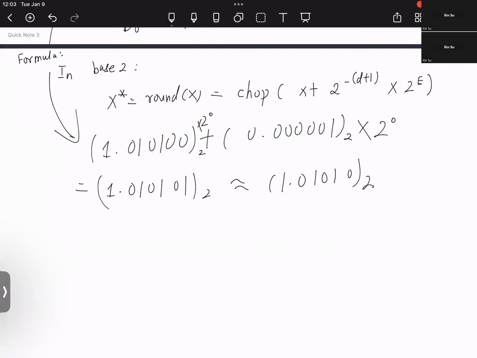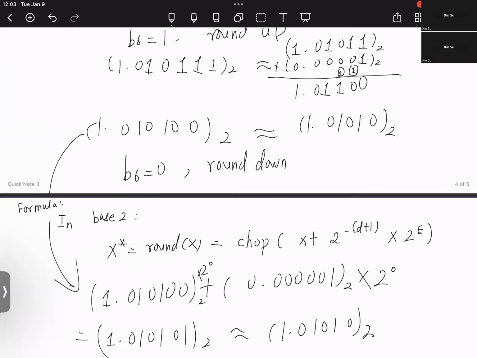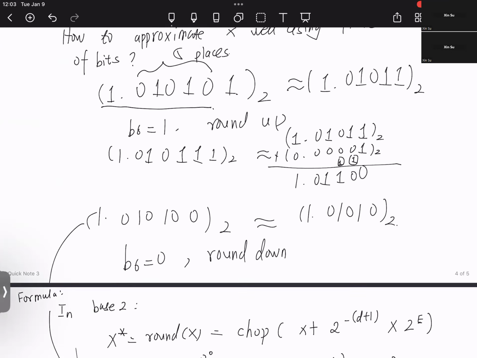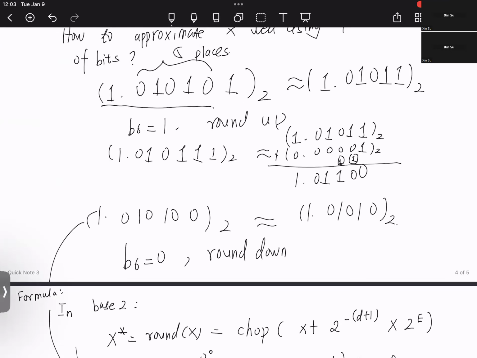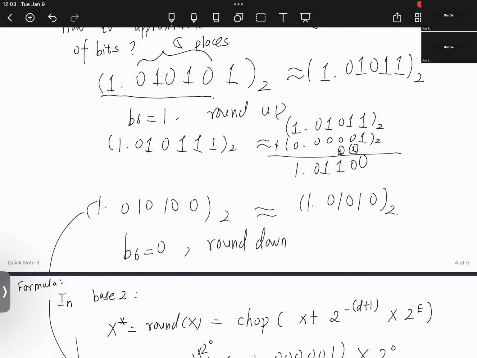This is a formula, but the easier way is to just look at the sixth place. Just look at the sixth place, and if it is 1, then add 1 to the previous digits. If it is 0, then just discard it.